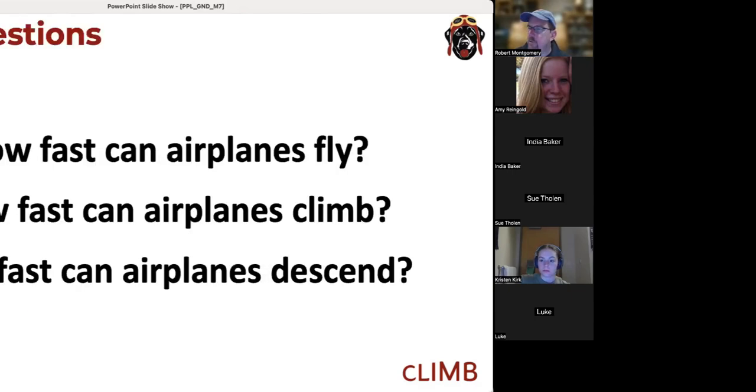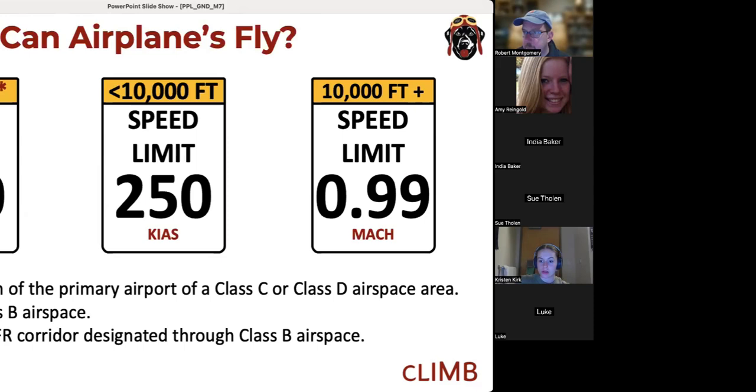So that leads us to three questions. How fast can airplanes fly? How fast can they climb? Because we could be above a cloud and have them come out of the cloud, right? How fast can they descend? Because we might be below the cloud and have them coming out of that cloud, right? And the answers to this are actually fairly easy to figure out, okay?